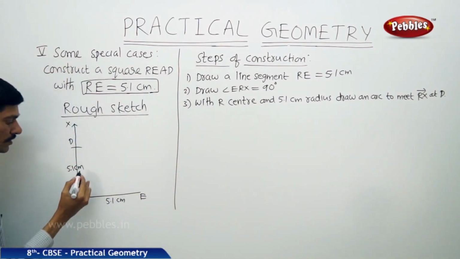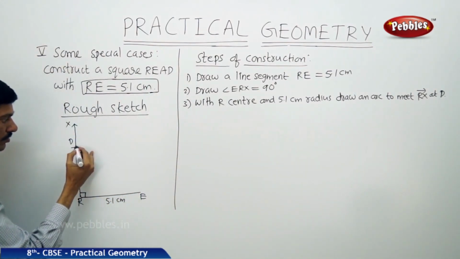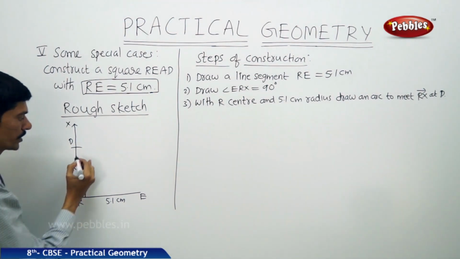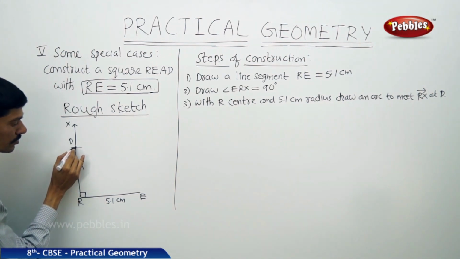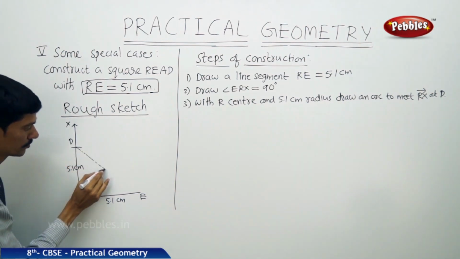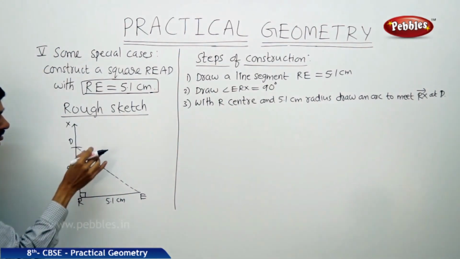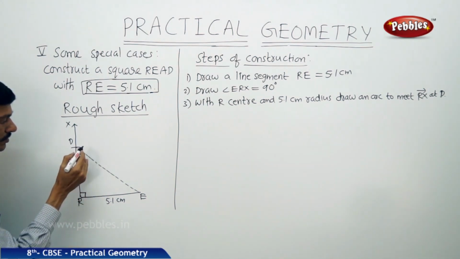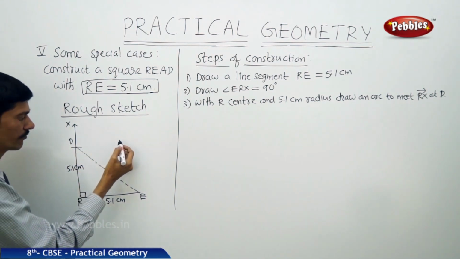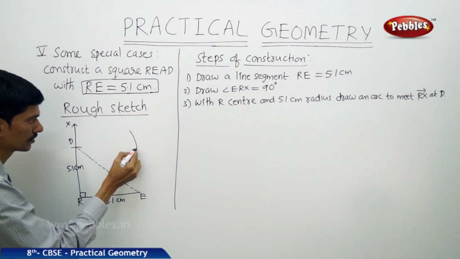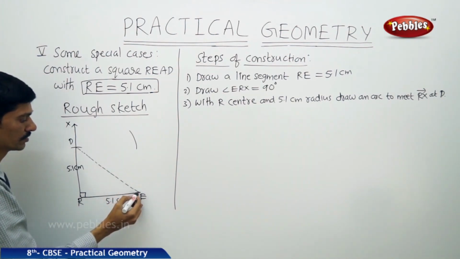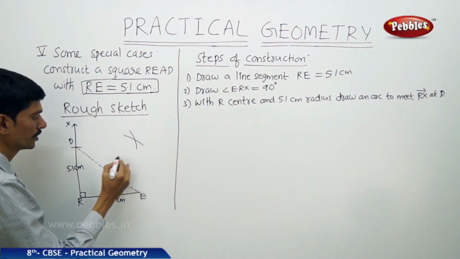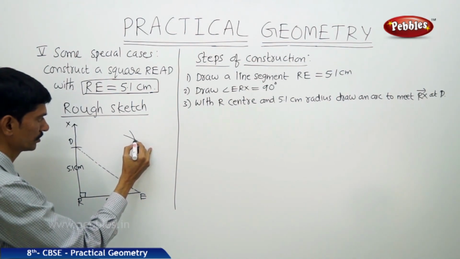So the given square is READ. So here this is the point D. Then RD is 5.1 centimeters, and we can even join DE. So this DE is the diagonal of the square. Then each side of the square is same as 5.1 centimeters. So then we can take D as center and 5.1 centimeters radius, draw an arc, and E as center and 5.1 centimeters radius, draw another arc to meet the two arcs at the point A.